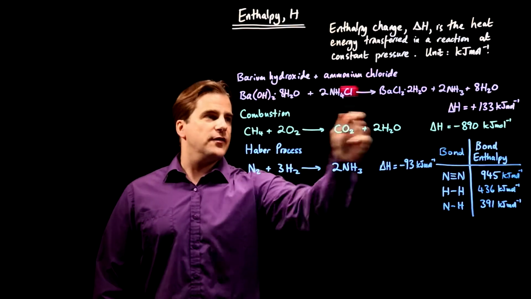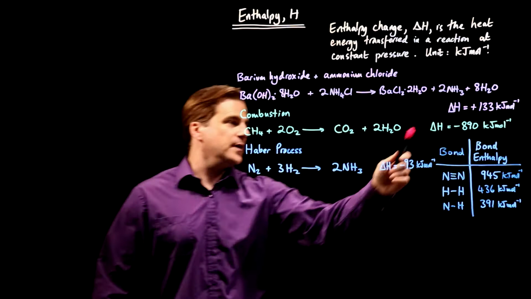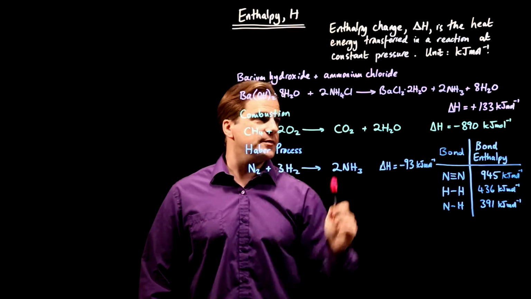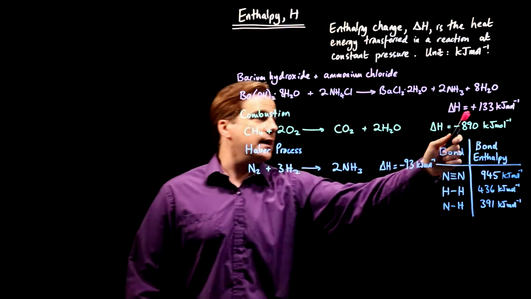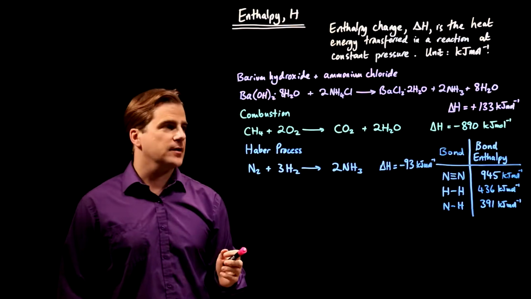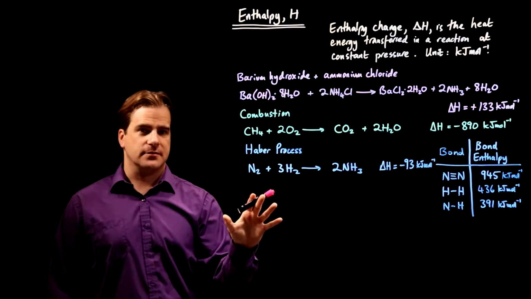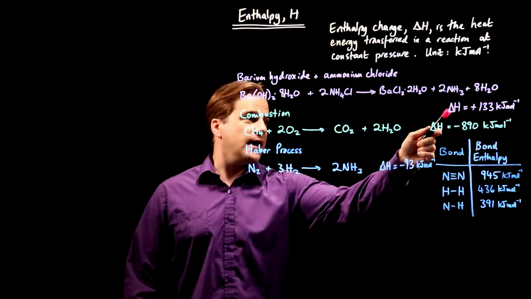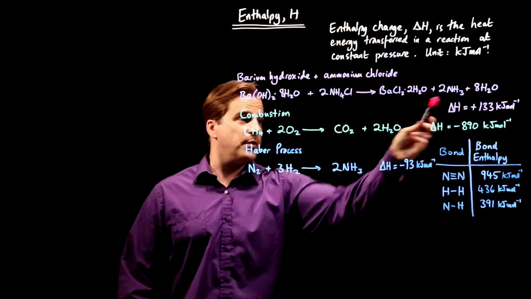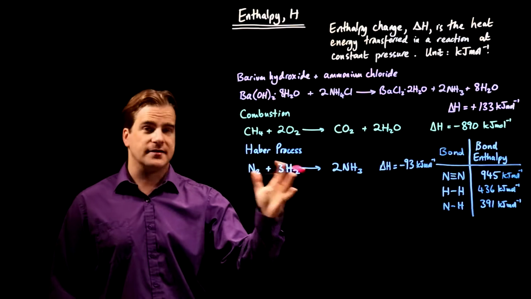So, this first reaction, barium hydroxide and ammonium chloride. The delta H, the enthalpy change in this reaction, is positive. It's plus 133 kilojoules per mole. Now that means it's an endothermic reaction. When delta H for a reaction is positive, it's endothermic. And when delta H is negative, it's exothermic.